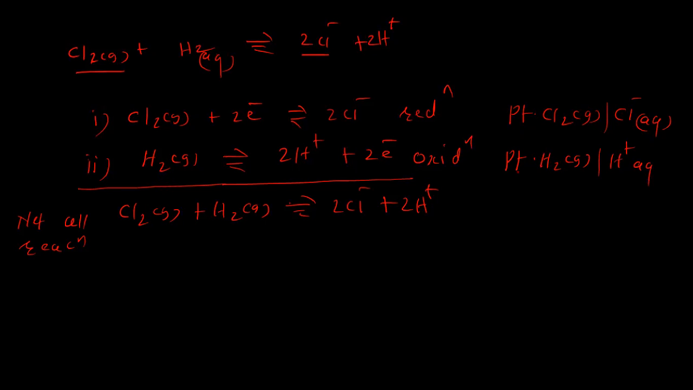Once we write the single electrodes, then we can combine these two electrodes, the LHS electrode and RHS electrode, as oxidation takes place on the left hand side. So this is the electrode belonging to this reaction. So this electrode can be written on the left hand side. Platinum in contact with hydrogen gas in contact with hydrogen ions, aqueous solution.